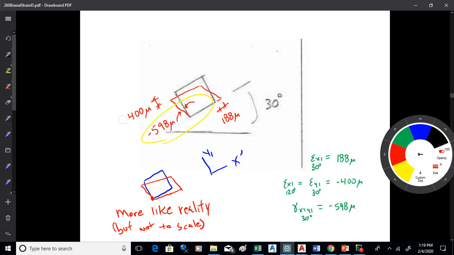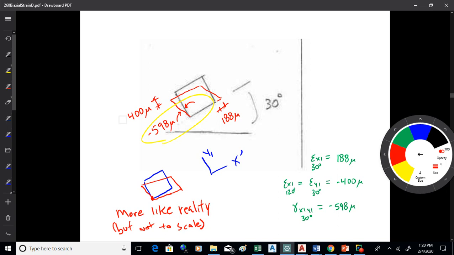So the purpose of these equations is to predict how something will deform. If you know how it's going to deform in the x and y directions, you can, using these equations, predict how it will deform at other angles. All right.